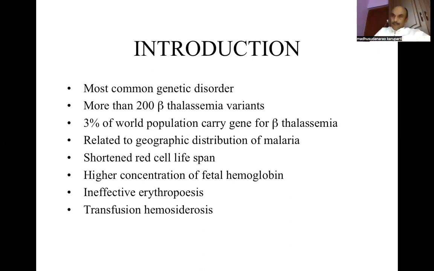When there is a reduction in the formation of the beta globin chains, there is an imbalance. That results in excessive alpha globin chains, which form inclusion bodies in the RBC, resulting in the premature lysis or destruction of these cells before they are released into the circulation. That phenomenon is called ineffective erythropoiesis.